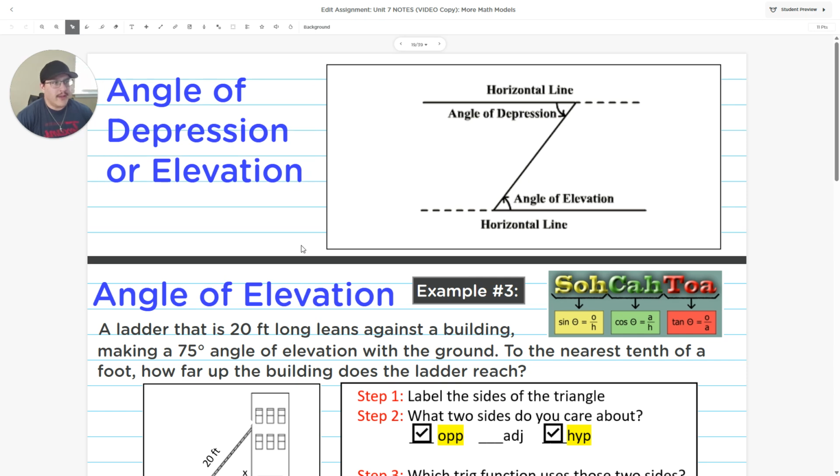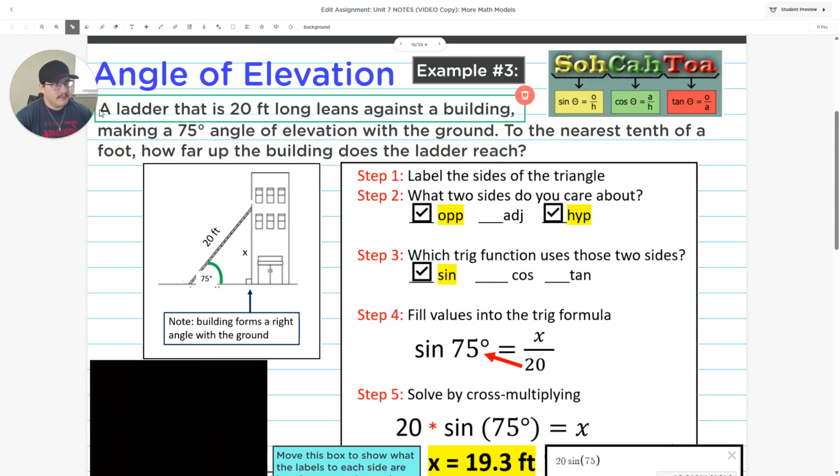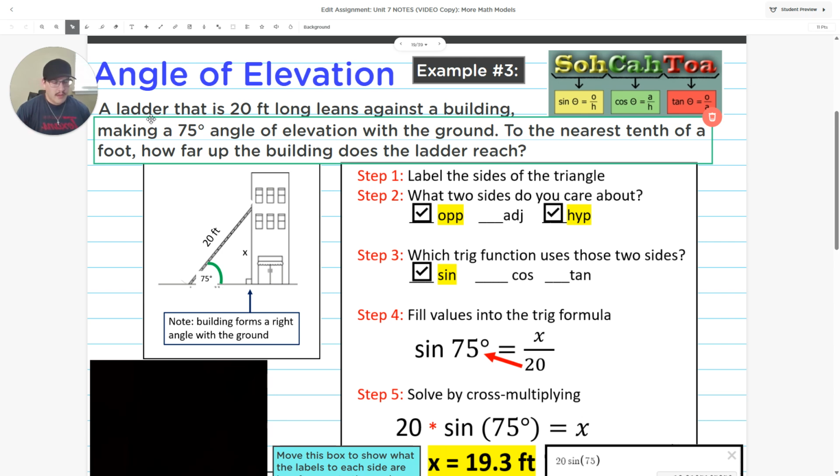Okay, so let's look at example 3. A ladder. So normally when you take the quiz or test, I don't believe you will have this image. So you're going to have to be able to recreate the imagery shown in the word problem to understand where and what values you need to use and where they are. So a ladder that is 20 feet long leans against a building. So we have a building straight up, and this ladder is leaning across it. It's 20 feet. So we make that image.